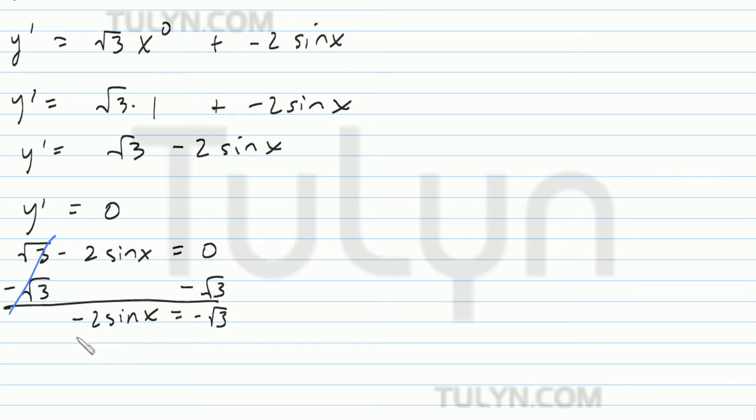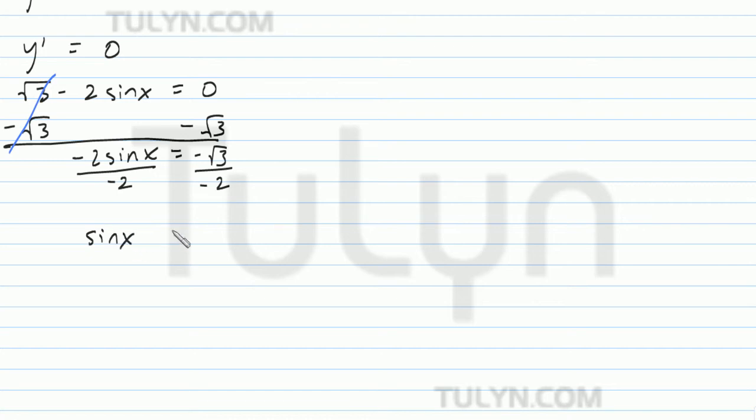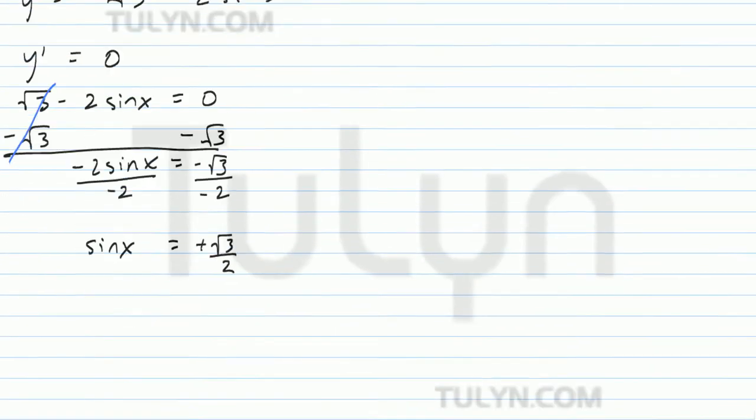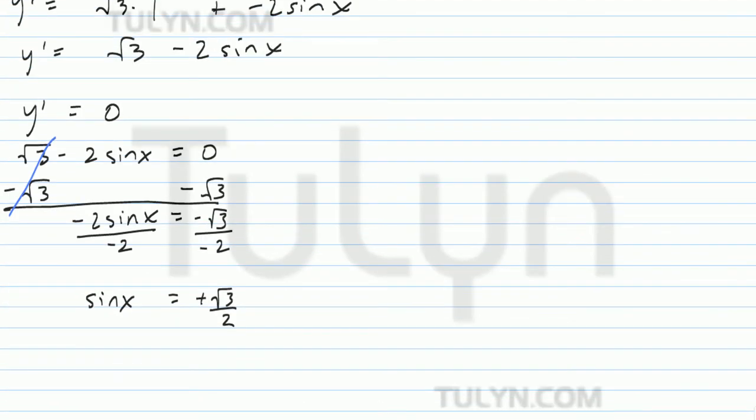On both sides, what you're going to do is undo the multiplication of negative 2 by dividing by negative 2. You're going to be left with sine of x equals negative radical 3 divided by negative 2, which is positive radical 3 divided by 2. And just go ahead and ask yourself, from the limits of 0 and 2 pi, those are your lower and upper limits, where does sine equal radical 3 over 2?